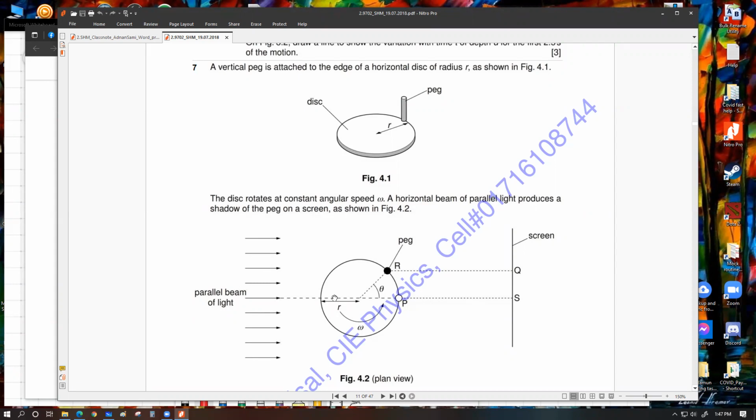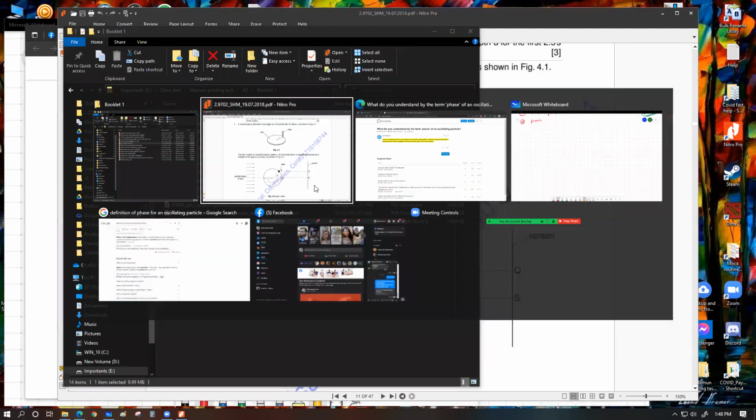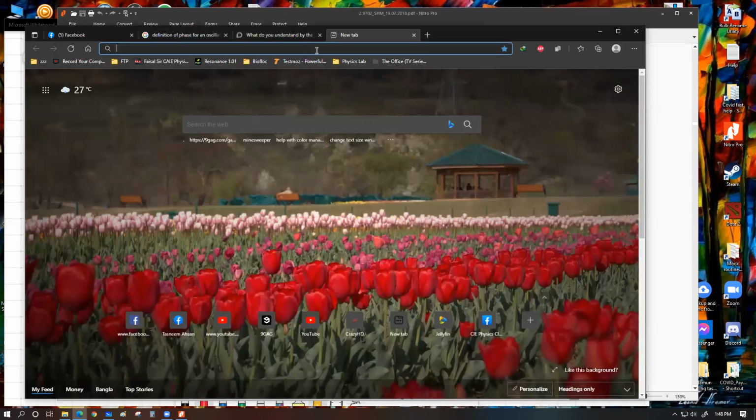As the parallel beam of light keeps going, we'll definitely have the entire diameter of the whole disc on the screen. But along with that, this peg is going to produce a horizontal shadow, because the peg is perpendicular to the face of the disc, so the shadow of the peg should be horizontal in length. As the whole disc keeps rotating, this shadow, which is a two-dimensional expression of this three-dimensional movement, is going to keep going up and down on the screen. There are actually good animations of these as well.